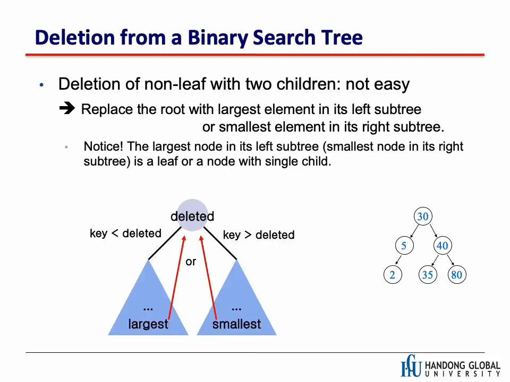And there is the third case, which is not that easy. We want to delete one non-leaf node with 2 children. For example, in this figure on the right side of this slide, we have a little BST. We want to delete 30, or we want to delete 40. When we delete one non-leaf node with 2 children, that's not easy.